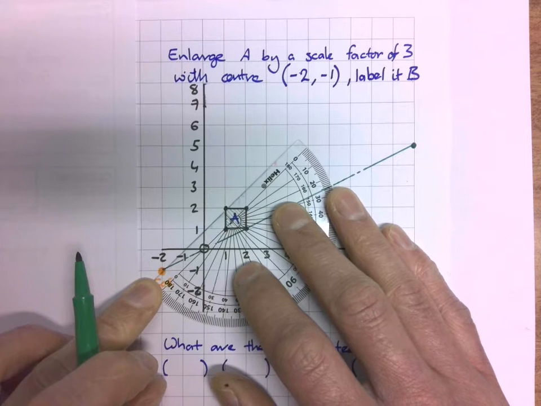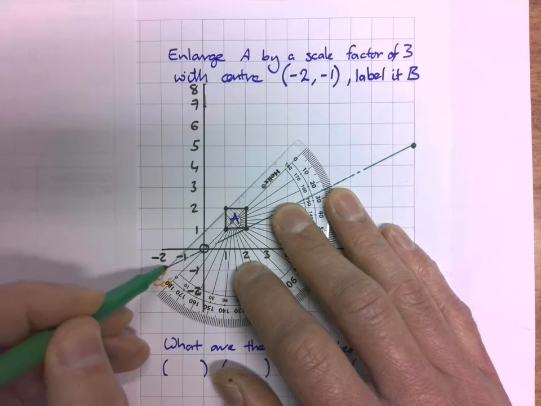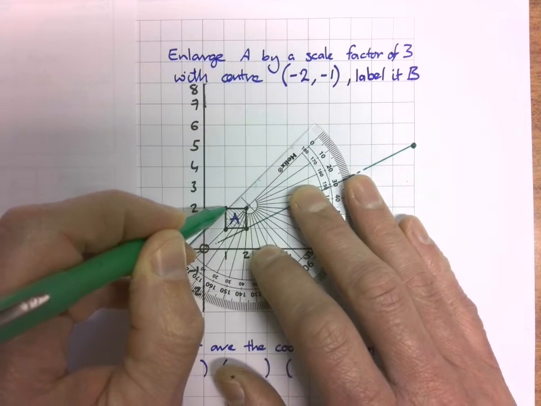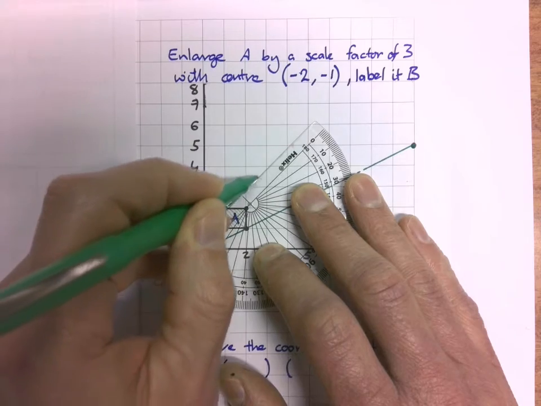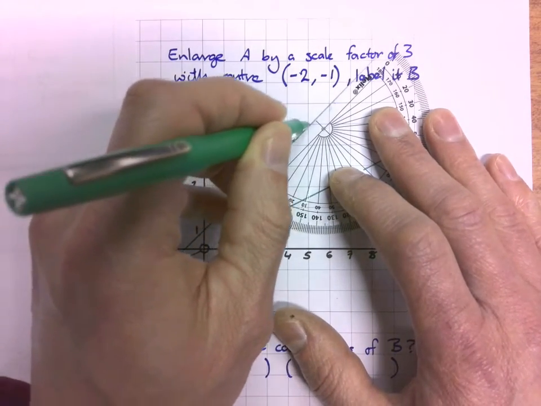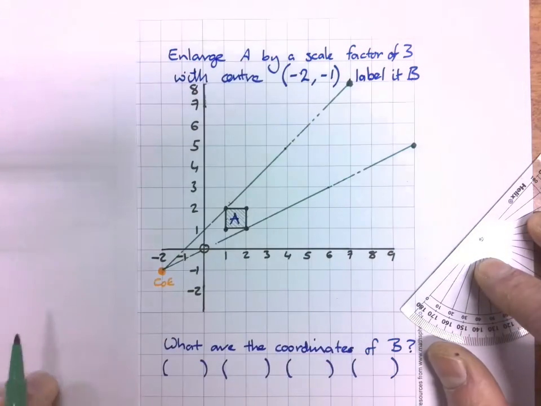So I'm going to do it with the ruler, but you can kind of do it by eye on the grid in Mr. Hegarty. So we're going 3 along and 3 up. Okay, 3 along and 3 up, and 3 along and 3 up. Okay, I've just managed to get that one in there.